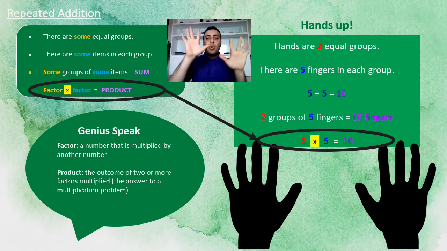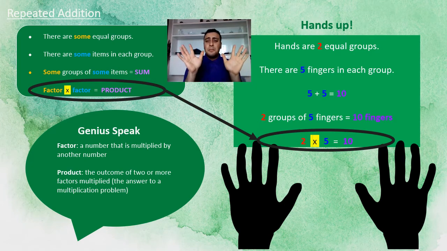Hands are two equal groups, right? We have 5 and we have 5. They are the same, right? 5 and 5. Okay. Now, there are 5 fingers here and there are 5 fingers here. So, if I ask you, how many fingers do you have in total? First thing that comes to your mind is addition, right? 5 plus 5 equals to 10.